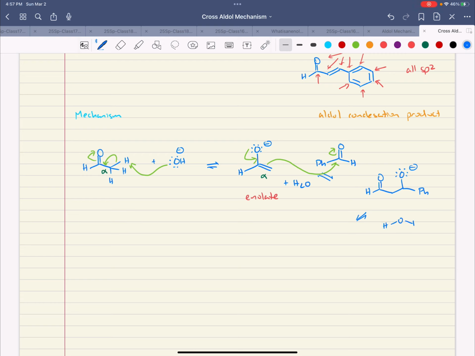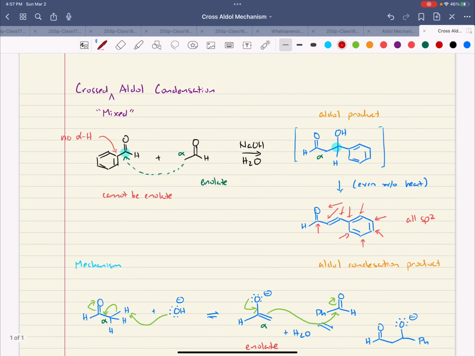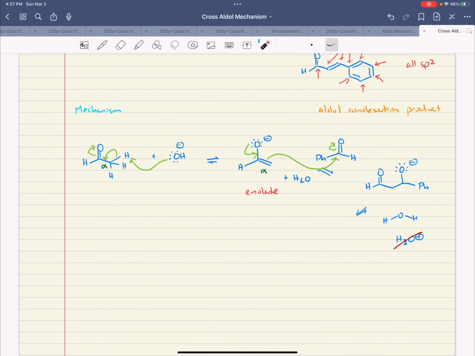Then we protonate. Again, don't protonate with H3O+, right? You don't have H3O+ when you're under basic conditions. And the rule that I tell my students is never have an O+ when you're under base. Let's use water instead, and let's recreate the base, OH minus.